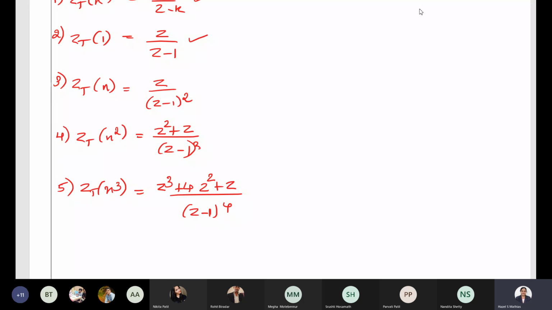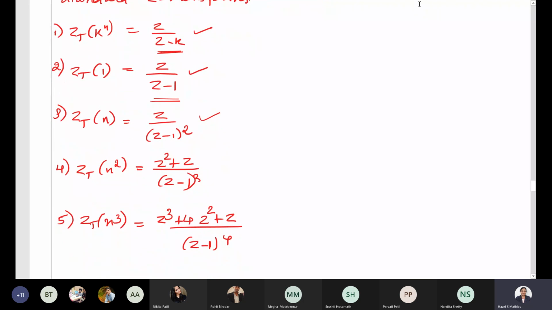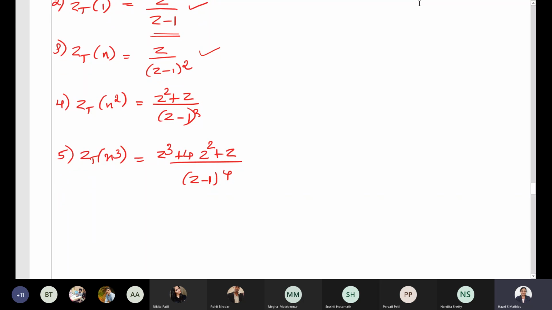First one is Z transform of k power n is Z by Z minus k. Z whole cube. Then Z transform of n cube is Z cube plus 4Z square plus Z divided by Z minus 1 whole power 4. These are the things you remember.